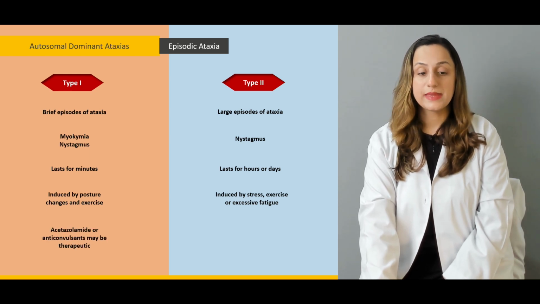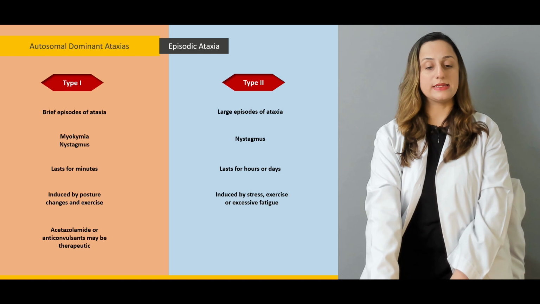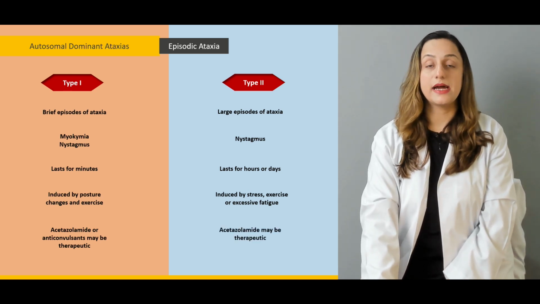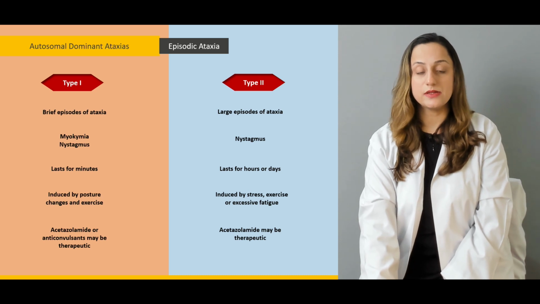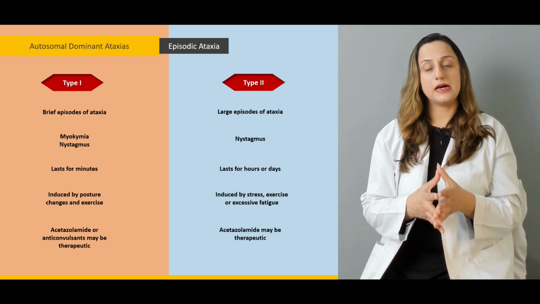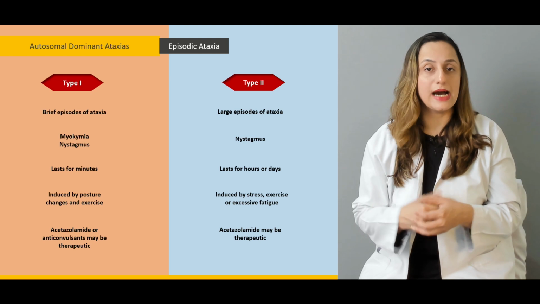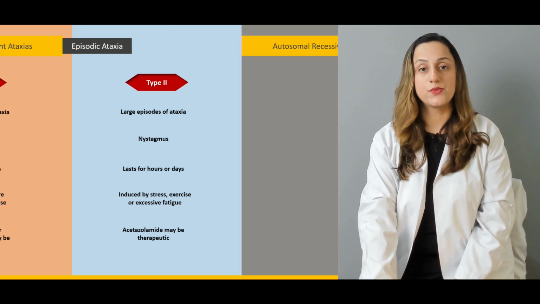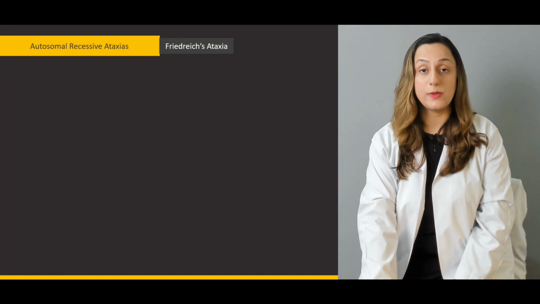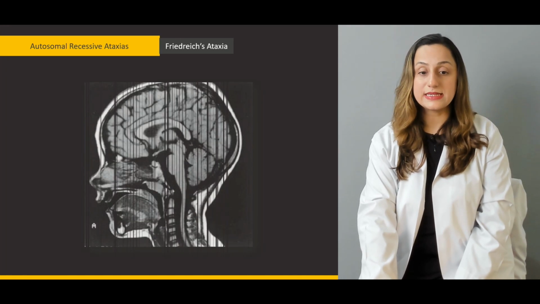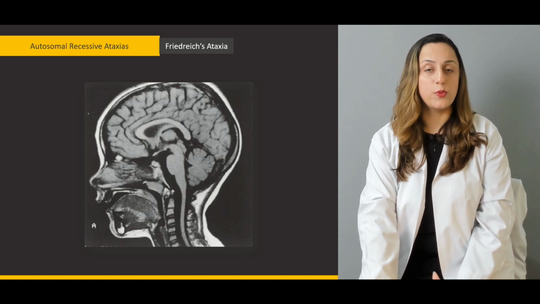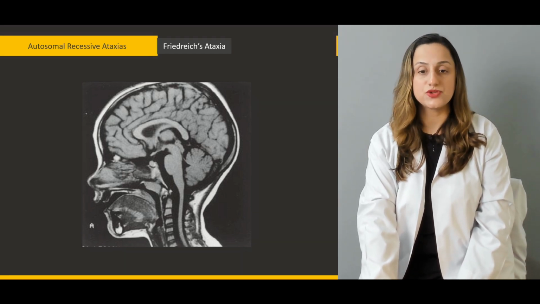Acetazolamide or anticonvulsants may be therapeutic for type 1. Acetazolamide may be therapeutic for type 2. So basically the duration of the episode is how we subdivide these episodic ataxias further into type 1 and type 2. Then we have Friedreich's ataxia. It's one of the genetic varieties as well, and it has its specific features out here.